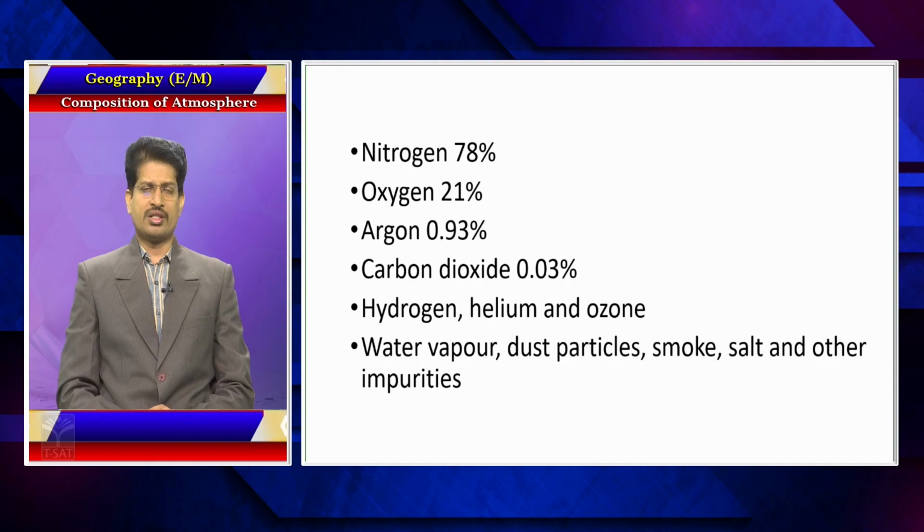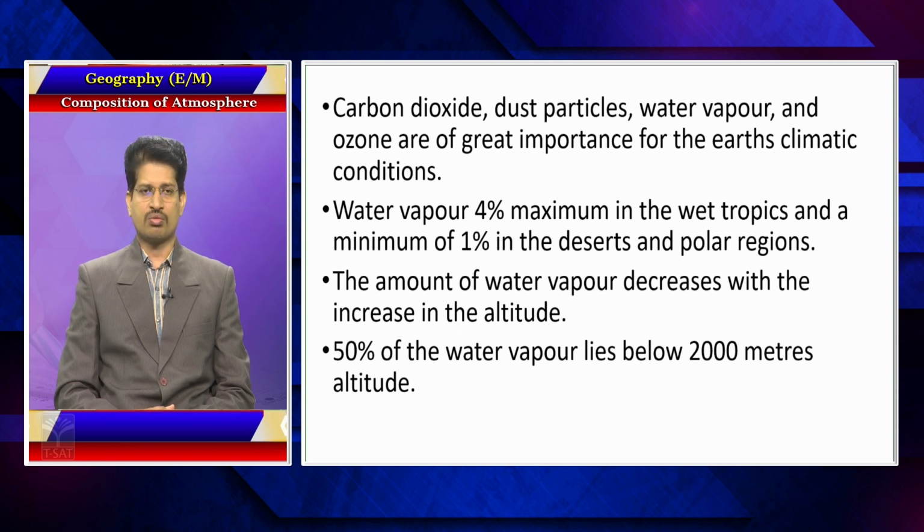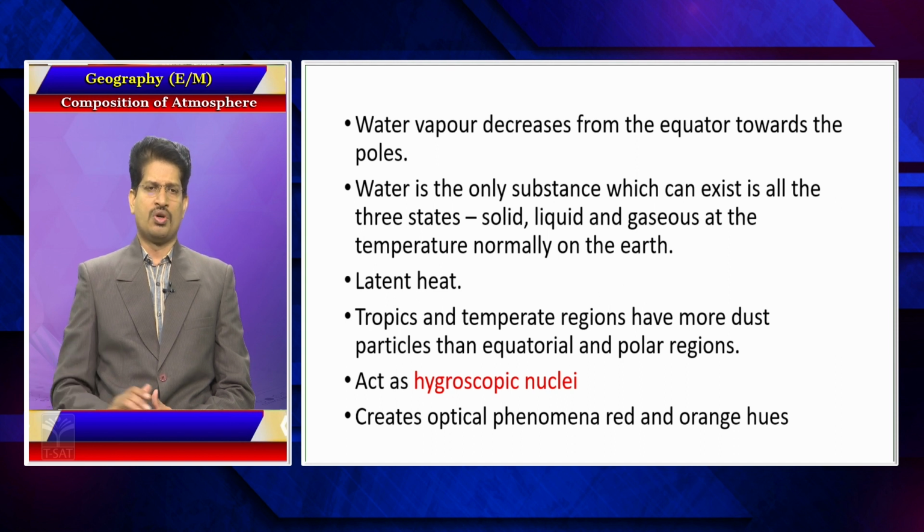Dust particles also play a very major role here. The amount of dust particles present in the atmosphere is not the same throughout. For example, in the equatorial and polar regions, the dust particles are fewer. In the tropics and temperate regions, the dust particles are more. These dust particles act as hygroscopic nuclei. What do we mean by hygroscopic nuclei? Hygro means water.